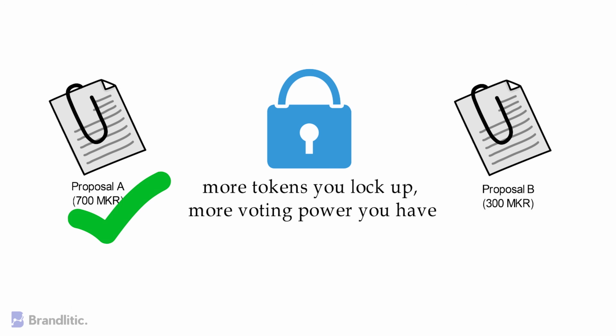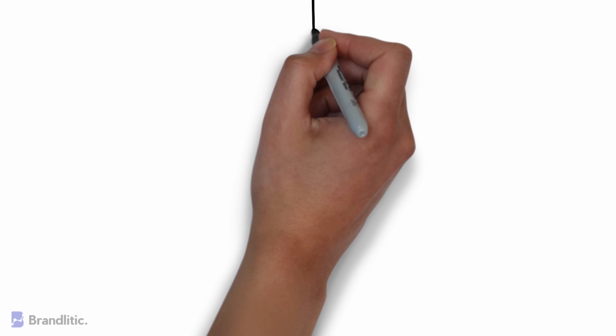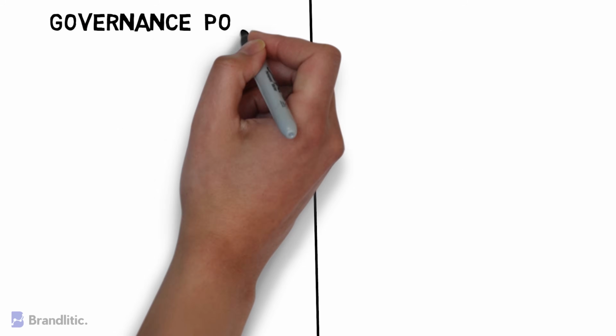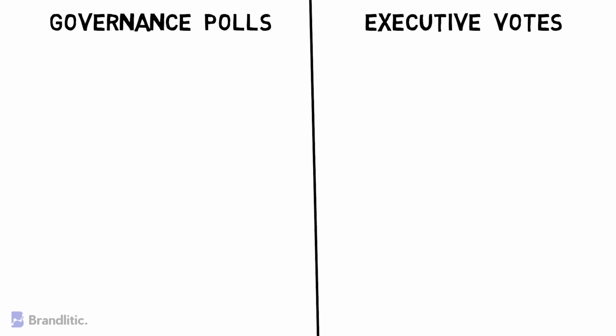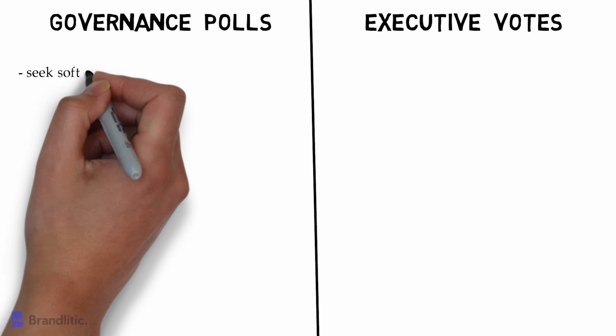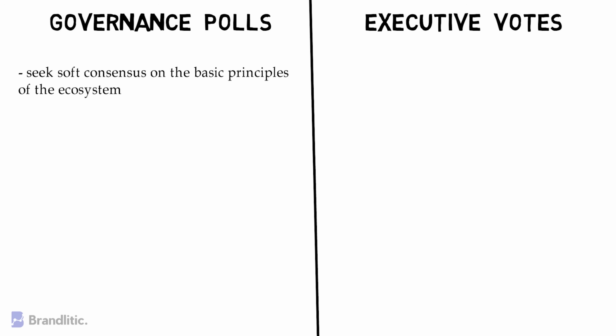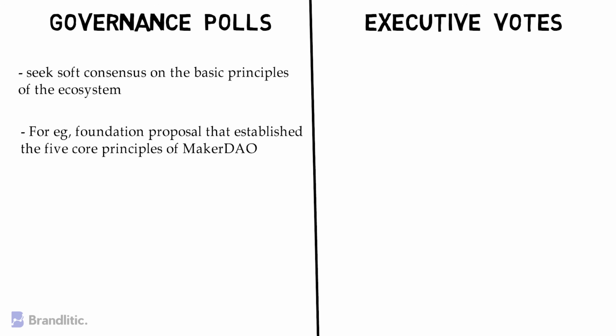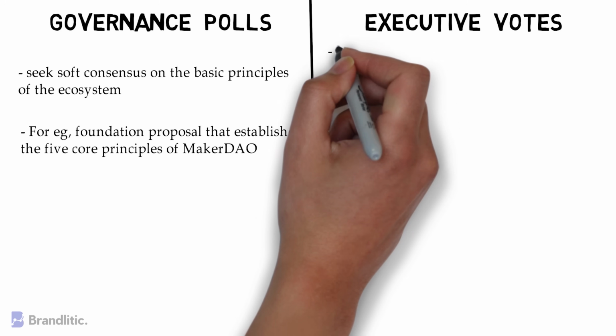On the same note, there are two types of voting in MakerDAO. Number 1, governance polls, and number 2, executive votes. Through governance polling, Maker holders will be able to seek soft consensus on the basic principles of the ecosystem. The first example of which was the foundation proposal that established the 5 core principles of MakerDAO. And through the executive voting process, Maker holders vote directly on the changes to the DAI credit system.